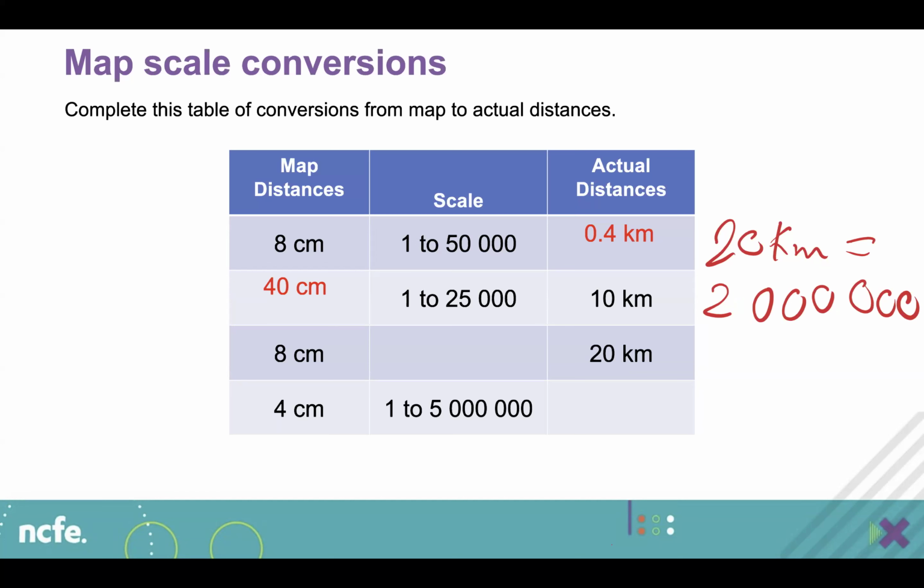So what we would do is 2 million divided by 8 centimeters, which equals, I think it should be 1 to 125,000 actually, yeah, because you divide it by 2.